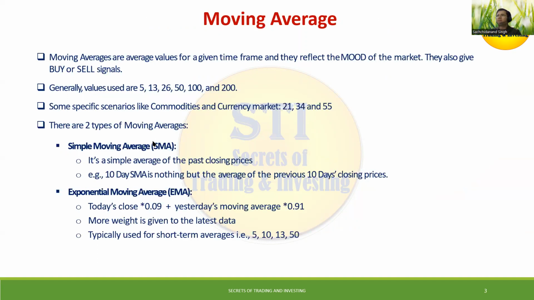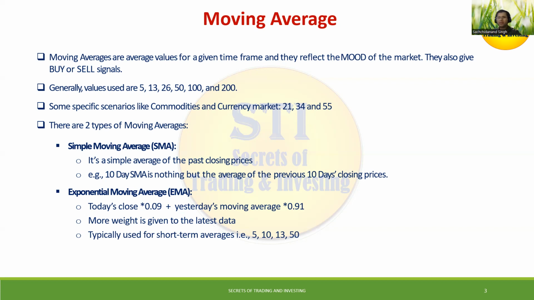So basically, moving averages are values for a given time frame, and they reflect the mood or maybe the psychology of the market. And market is nothing but a set of people. At the same time, these are called indicators, and these indicators provide buy or sell signals. How to use them, we will learn in the subsequent slides. Generally, these values are 5, 13, 26, 50, and so on and so forth.